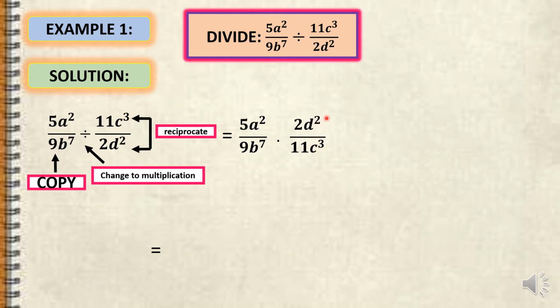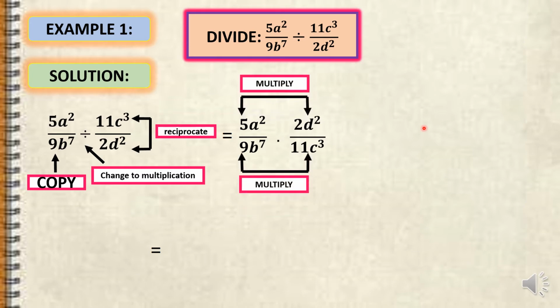So kapag nagawa na natin yon, proceed na tayo sa rule ng multiplication. Kung ano yung ginawa natin sa pag-multiply ng rational algebraic expressions, ganun din yung i-apply natin dito. But always remember that in division, you need to do this first: copy, change to multiplication, and then get the reciprocal. So you have now, taas sa taas ulit, and then baba sa baba.